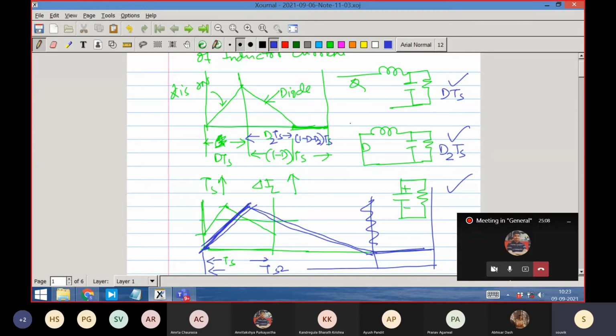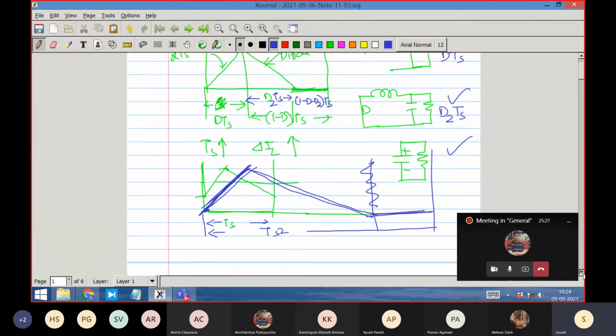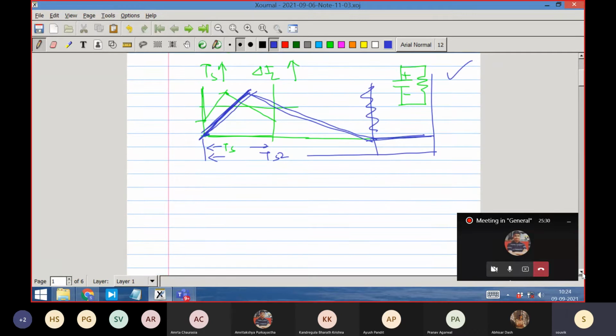Earlier the conversion ratio, as you know, was V naught equal to dVg, based on 2 switching states of the converter. Here we have 3 switching states of the converter. So 3 switching states will give me a different volt second equation, and we'll try to do that. So let me again sketch the waveform to make it more clear to you.